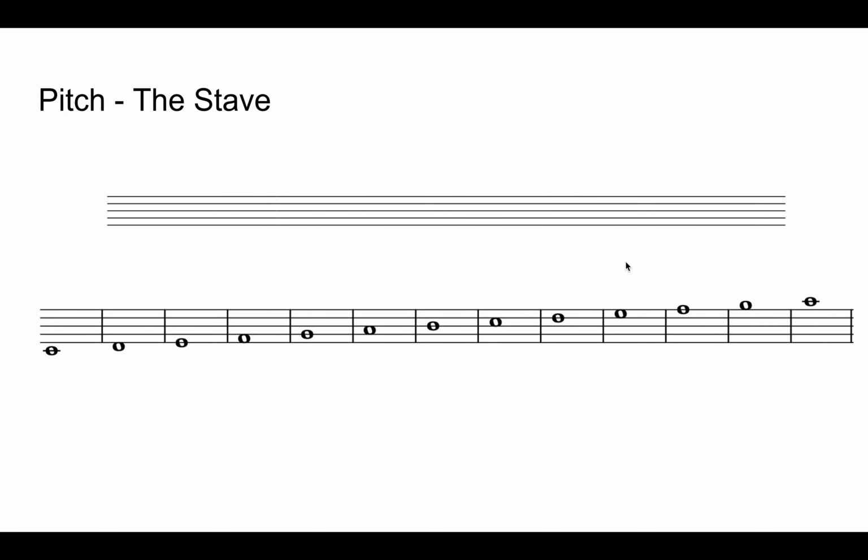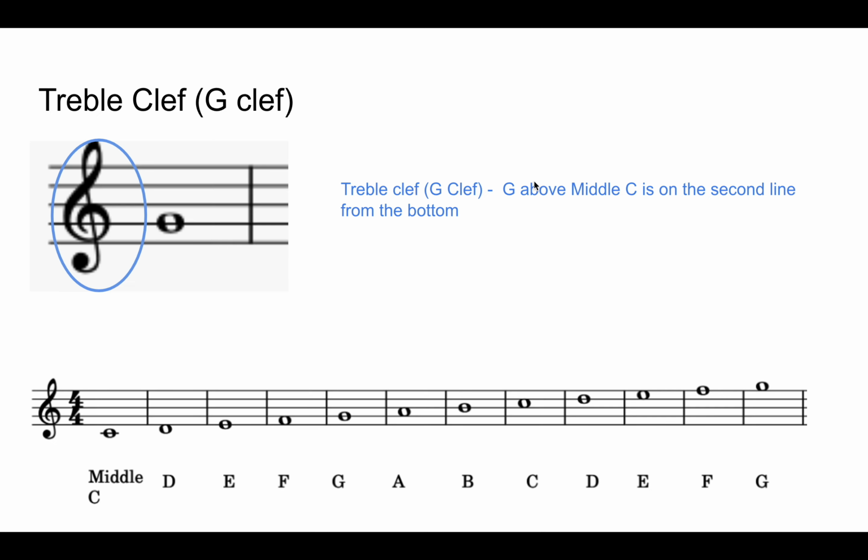But we're still missing some information. We still need to know specifically which notes are where. And for that, we need something called a clef. I think the best way of doing this is by looking at an example of a clef. So here we've got perhaps the most common clef. We've got treble clef, otherwise known as a G clef.